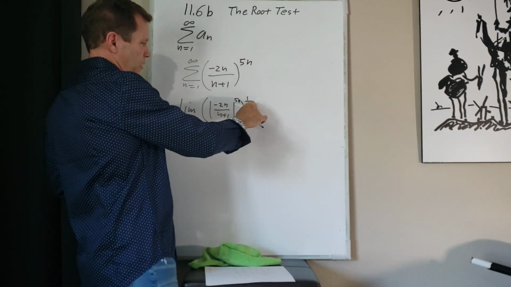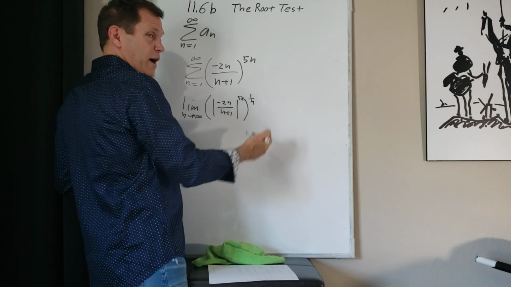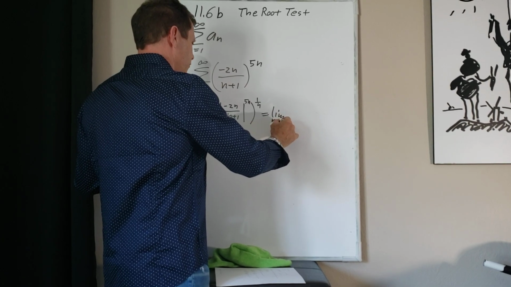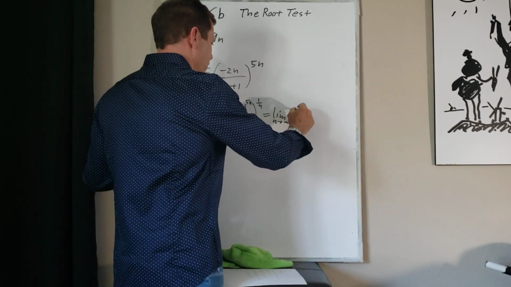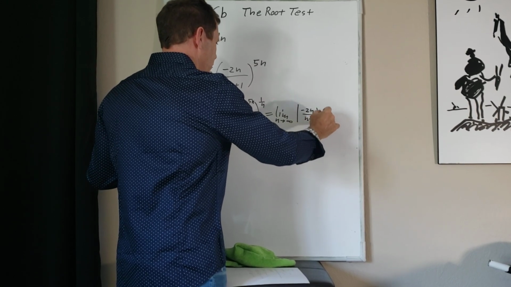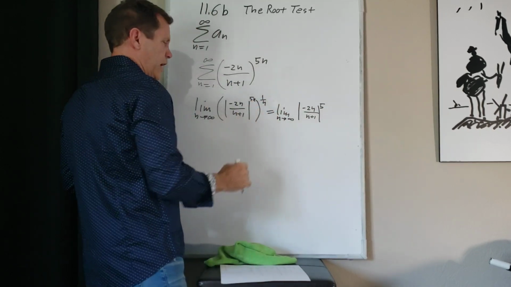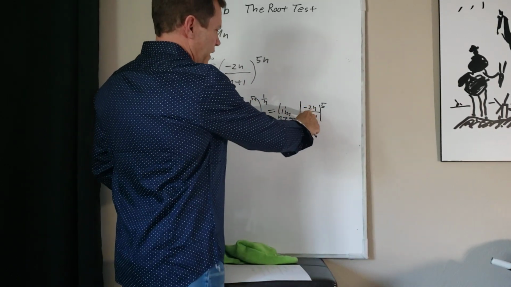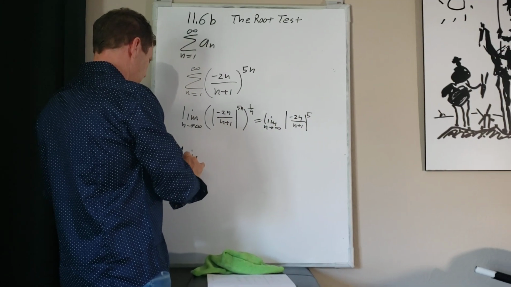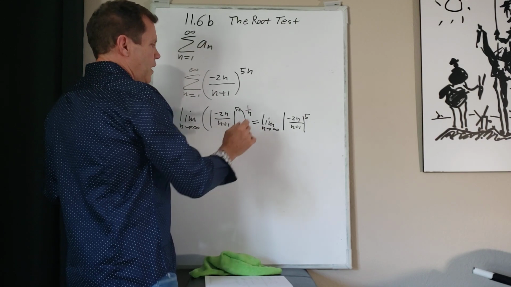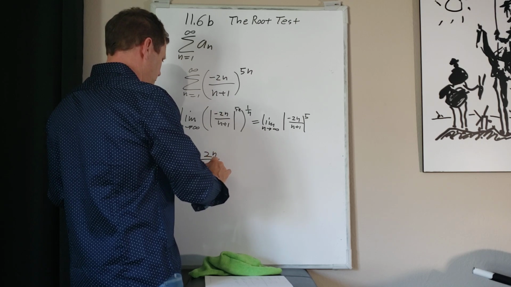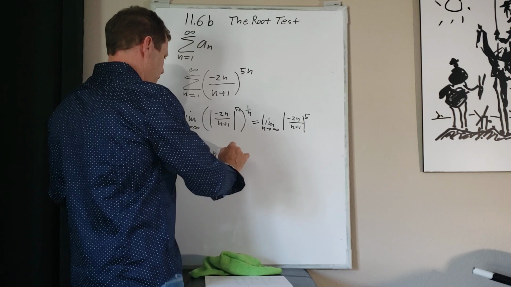Now what's going to happen here? I've got power to power. What do you do with power to power? You multiply. So it's going to give you the limit as n goes to infinity. Power to power is going to give you a 5. So it's going to be the absolute value of minus 2n over n plus 1 to the 5th power, because the n's cancel when I multiply those two. Absolute value is going to kill that negative, and everything else is positive, so it's going to give you the limit as n goes to infinity of 2n over n plus 1 to the 5th power.